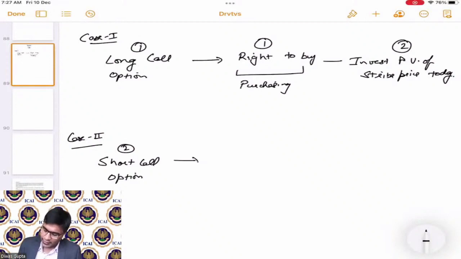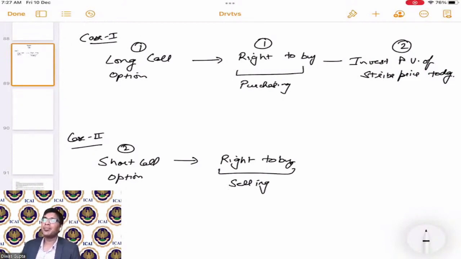In that case, I'm still dealing in the right to buy, but I am selling this right to buy, correct? Now, can any one of you tell me, if I'm selling you the right to buy, what action should I take today so that on a future date when settlement happens, I can settle this position? This is part of one only. In case one, I invested the present value of the strike price today because I have to pay. Here, I am receiving the payment and I have to deliver the shares.